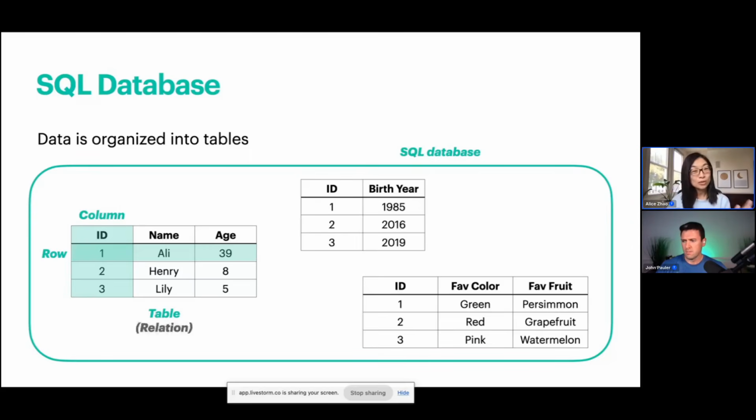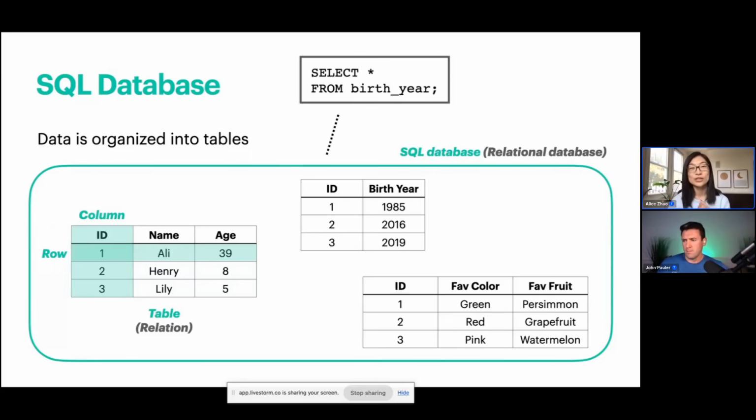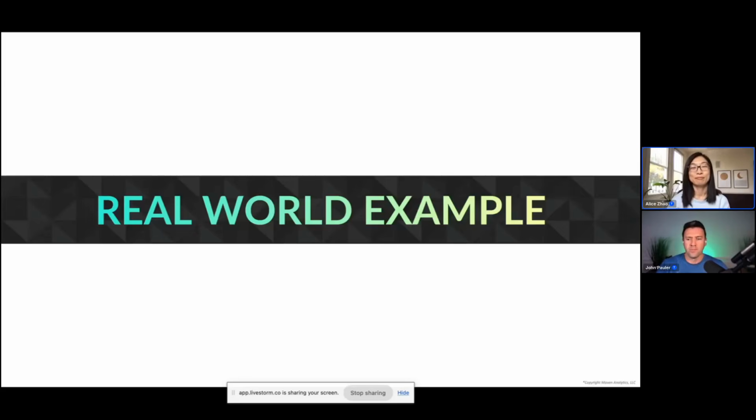Now this table here, in older terminology, is sometimes called a relation. And that's why you'll sometimes hear a SQL database called a relational database. That's a term you're going to hear again and again when talking about SQL. This is a relational database, which has lots of tables all connected to one another. And once you have that relational database, you can talk to it using that structured query language, saying, all right, give me all the information from that birth year.